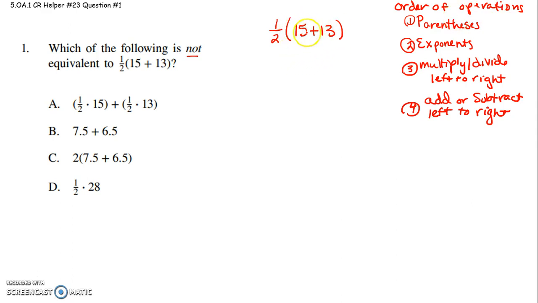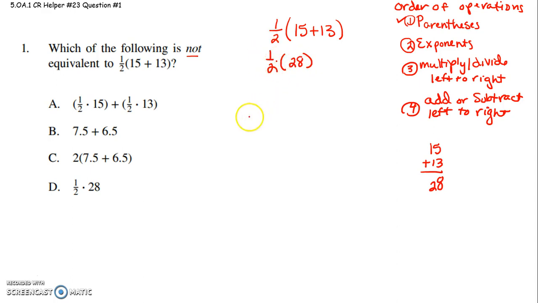So within parentheses, I do 15 plus 13. We can see what 15 plus 13 is if you need to add them vertically. 5 and 3 is 8, 1 and 1 is 2. So this is 1/2, and then within parentheses we get 28. We just took care of our parentheses.